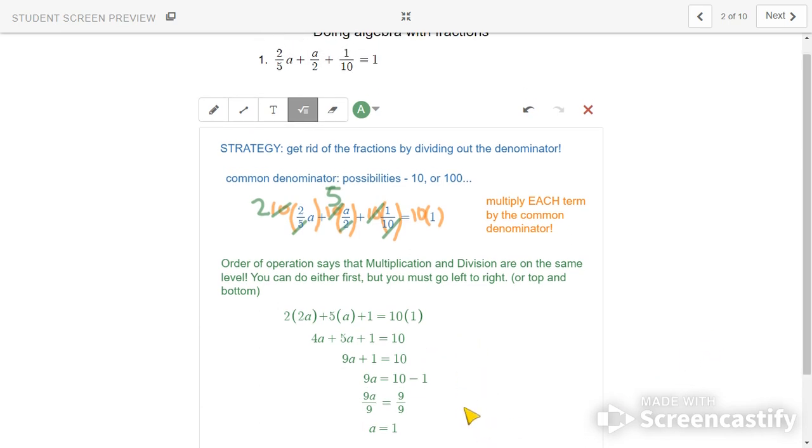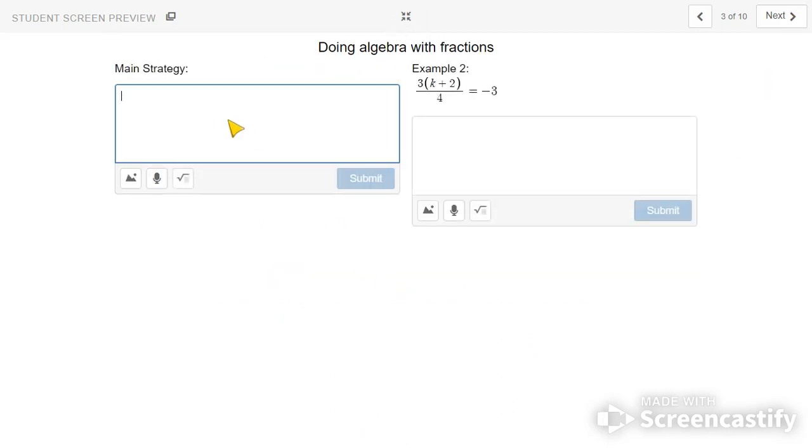The ending part, you have seen all of this before. The only thing new in these questions is taking the common denominator, multiplying each term so that we get rid of the denominator. So the main strategy: find a common denominator, multiply it to each term so that the denominator divides out.